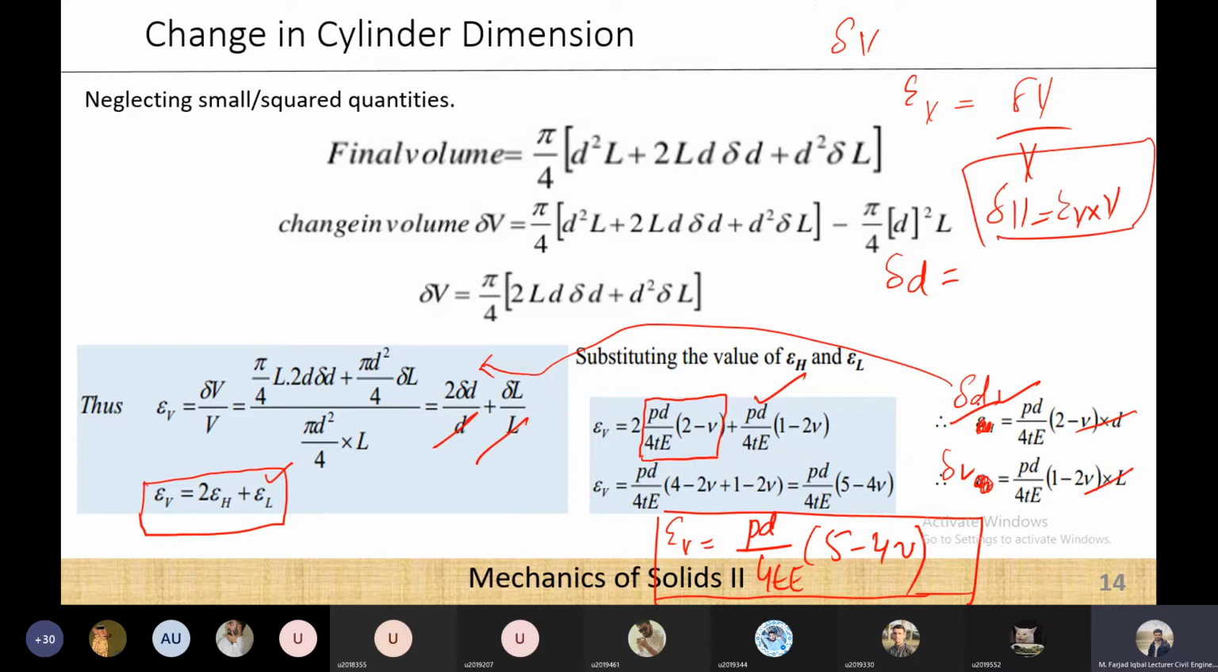So just make some correction or write it somewhere that this expression is written wrong over here, and it is actually the expression for delta D or delta L. So this is your expression for volumetric strain. Now, any question about this derivation?